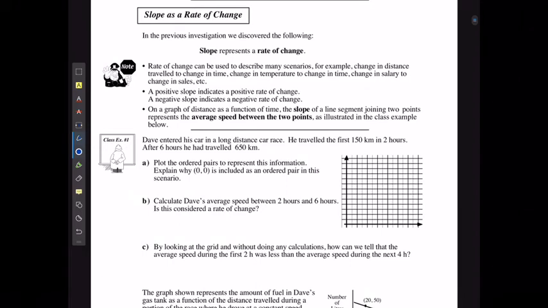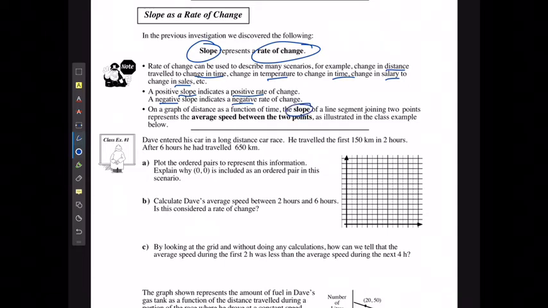In the previous investigation, we discovered the following: that slope is the same as the rate of change. A rate of change can be used to describe many scenarios. For example, change in distance over time, change in temperature to time, change in salary to change in sales, and so on. A positive slope indicates a positive rate of change. A negative slope indicates a negative rate of change. On a graph of distance as a function of time, the slope of a line segment joining these 2 points represents the average speed, or if we're thinking in terms of physics, average speed or velocity, as illustrated in this example.